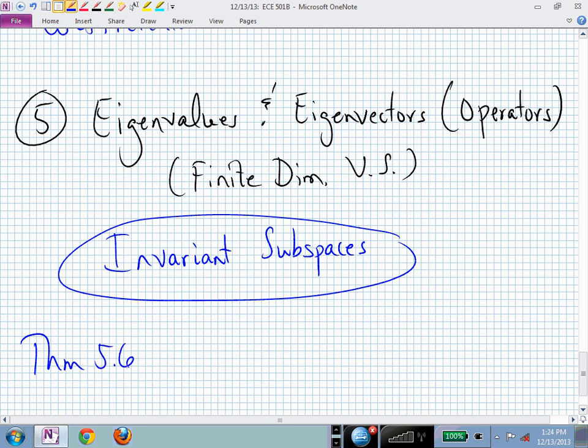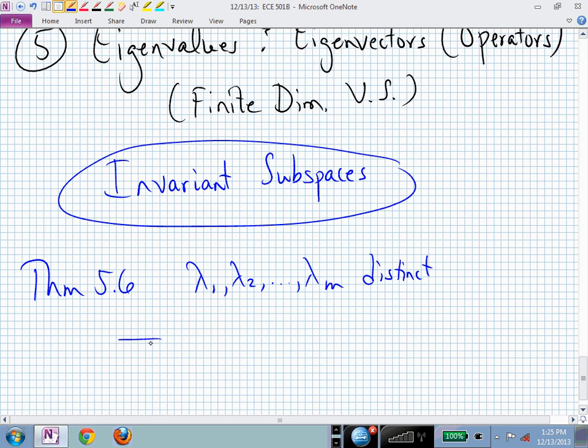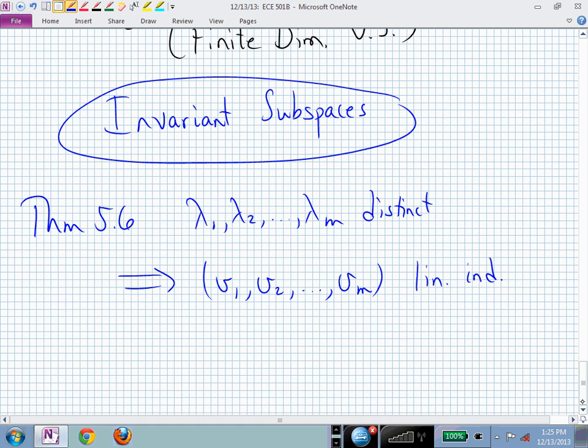Then there were many different theorems in chapter 5. Some are that in theorem 5.6, if we have distinct eigenvalues, let's say lambda 1 through lambda sub m, then the corresponding eigenvectors are actually linearly independent. So if you need to find some linearly independent eigenvectors on a particular space, you could do that by looking at the eigenvectors associated with distinct eigenvalues of a linear map.